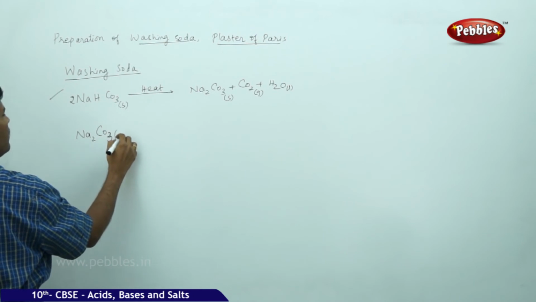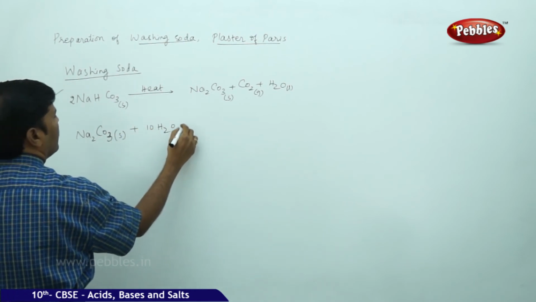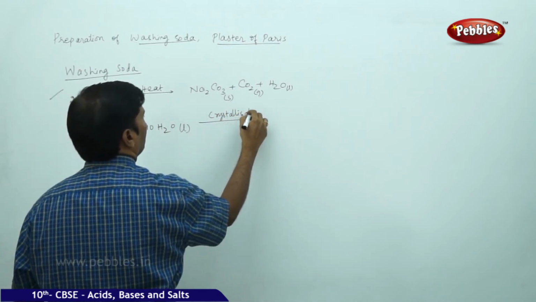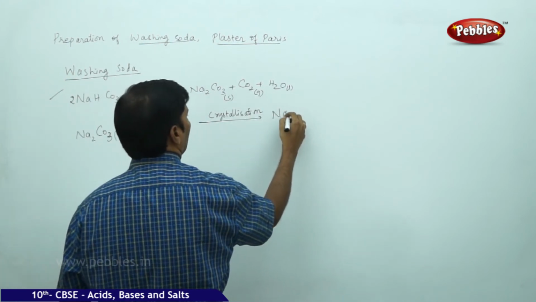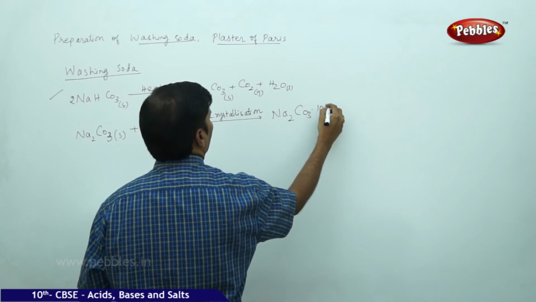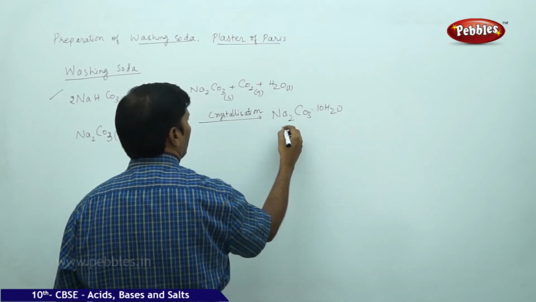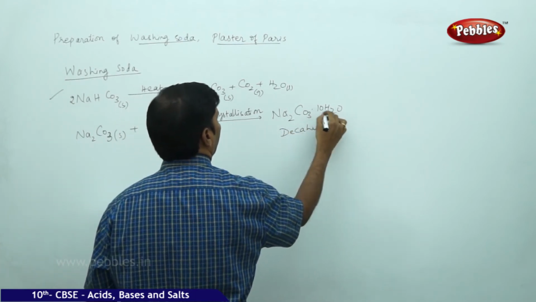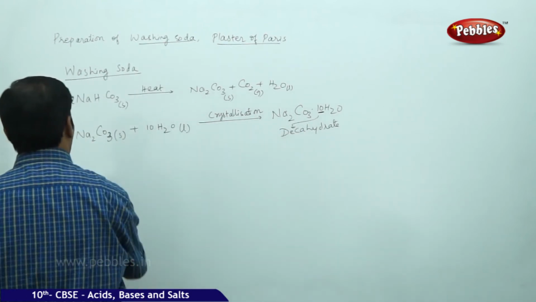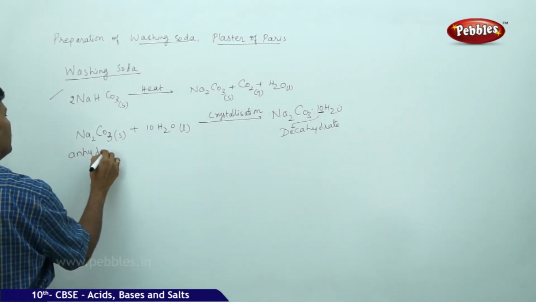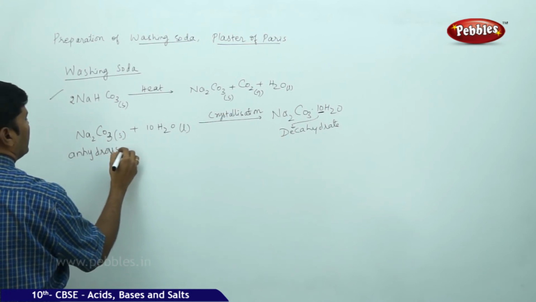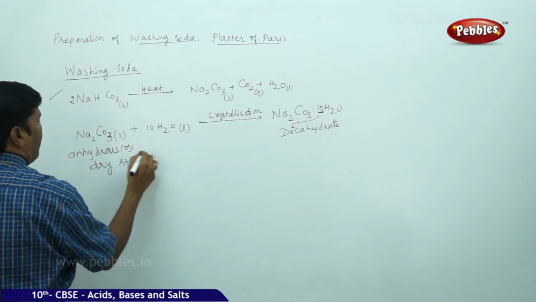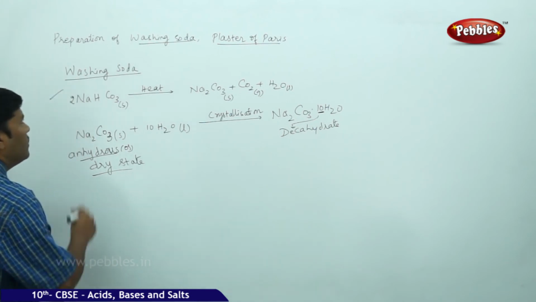Take this sodium carbonate solid and you add 10 molecules of water, liquid, subject it to crystallization. You get sodium carbonate 10H2O. This is sodium carbonate decahydrate. 10 water, no? So that's why we call it as decahydrate. This is in the anhydrous form, anhydrous or dry state, of the salt. So this is about the washing soda preparation.